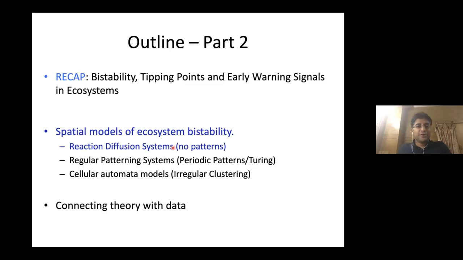Reaction diffusion system, and to think of spatial systems, reaction diffusion system with no patterns. So what do I mean by that?